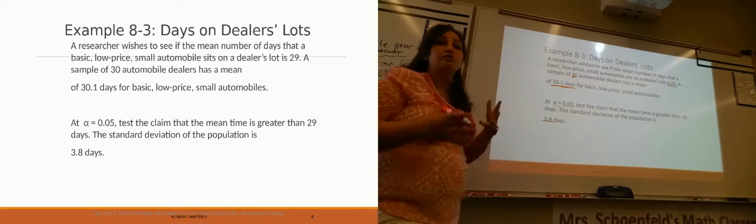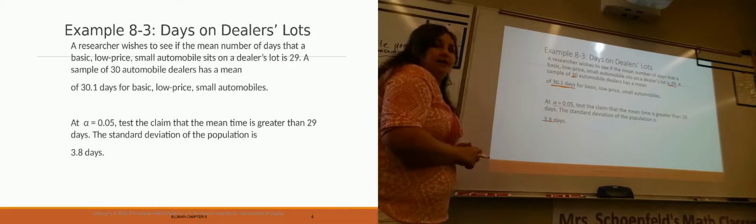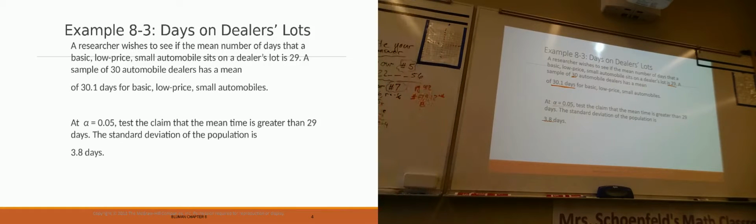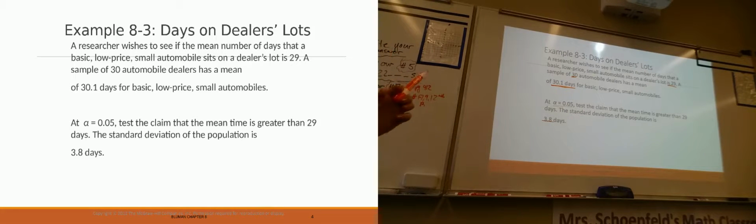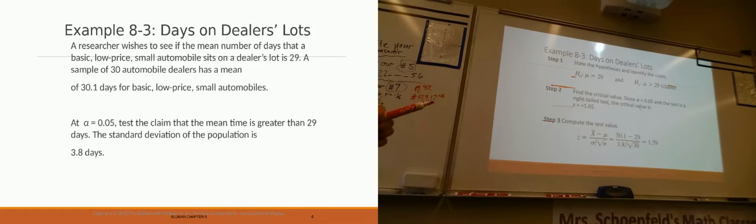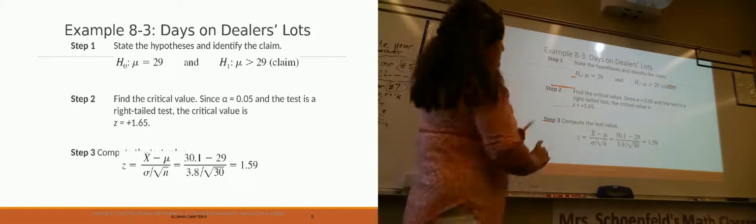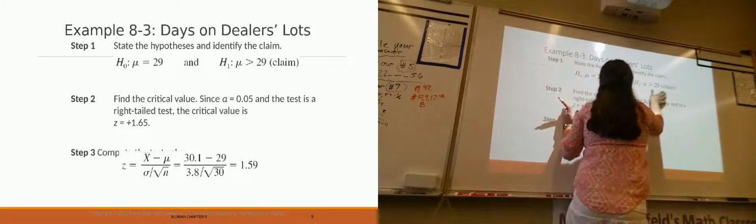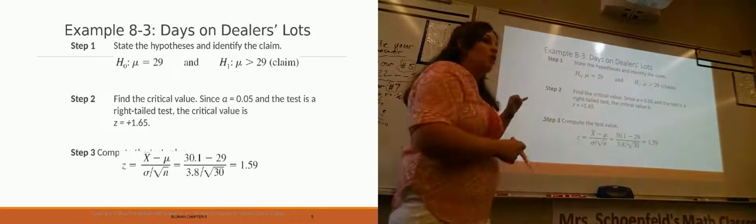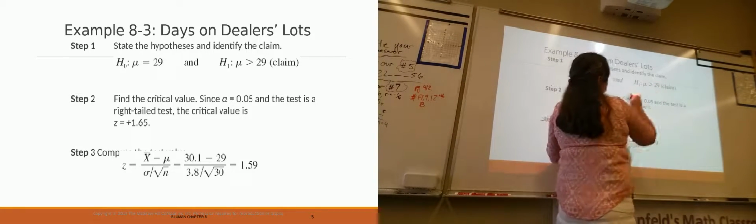So we need to go through this whole process, kind of like we were doing yesterday, of writing out our hypothesis and our claim. Really break it down into the couple steps you have to do. The first step is to write your hypothesis. Our null hypothesis says that it's the same thing that we were given. Our alternative hypothesis, H1, is that it is greater than 29.